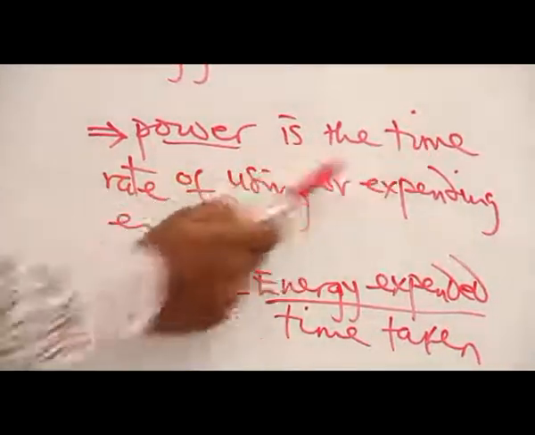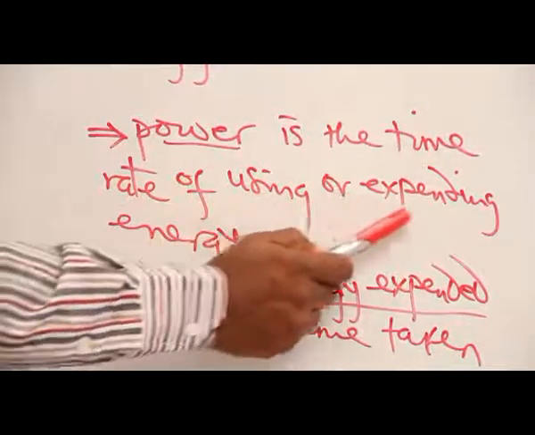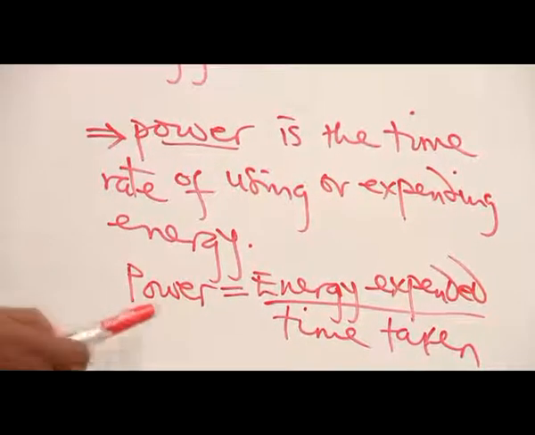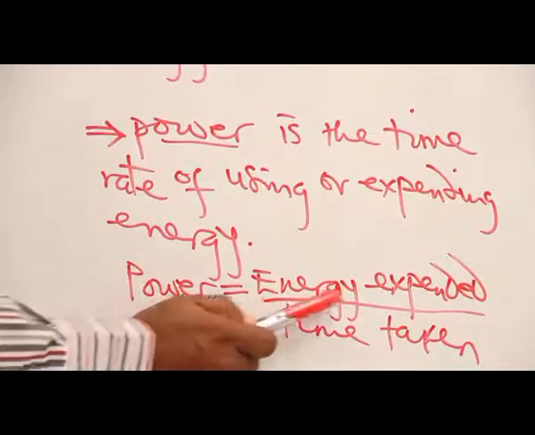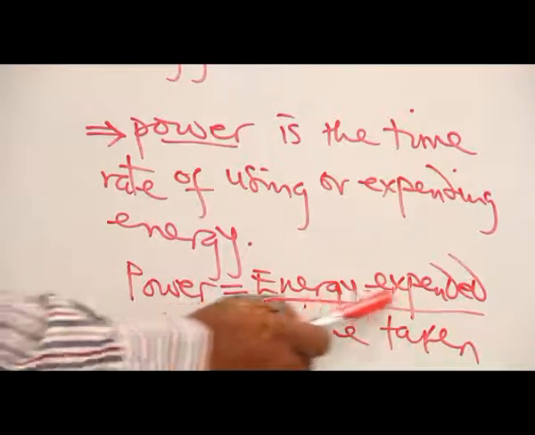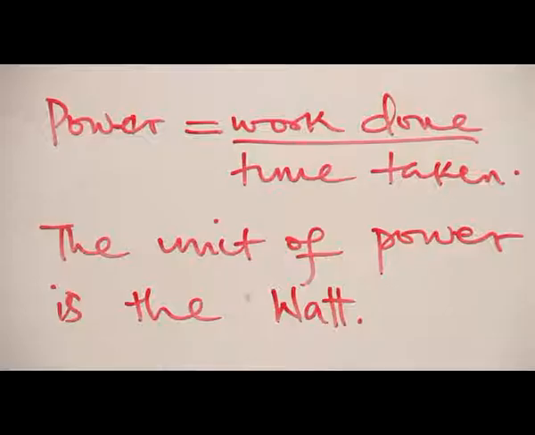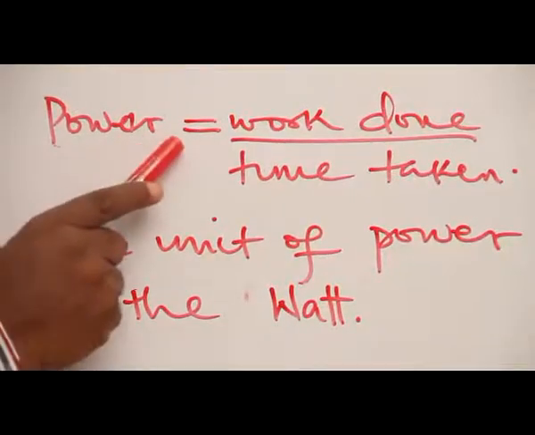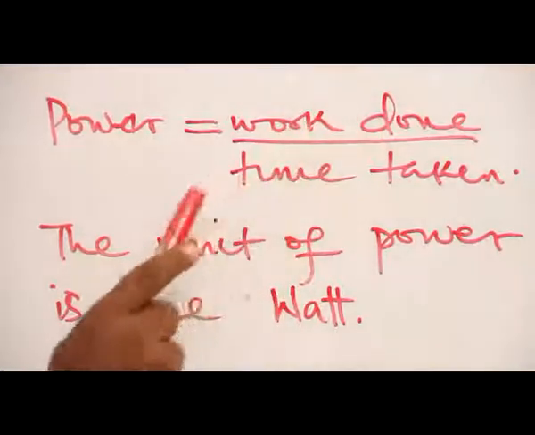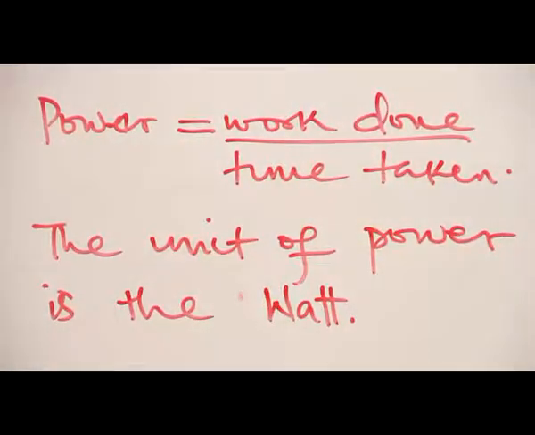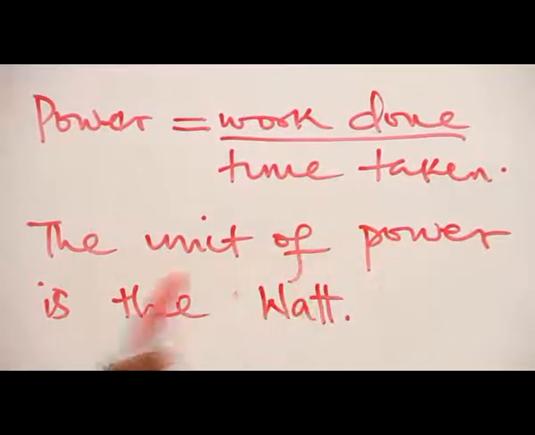Power is the time rate of using or expending energy. In formula terms, power is equal to energy expended divided by the time taken to do that. Power is also equal to work done divided by the time taken to do the work. The unit of power is the watt.